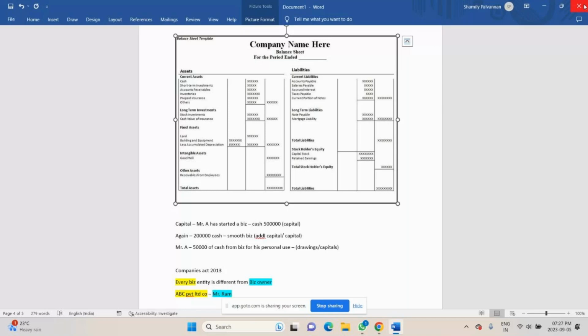When you are selling a computer after using it 3-4 years, say I purchased a computer 3 years before, for 50,000. Today I want to sell it. Can I sell it for the same 50,000? No, ma'am. Why?